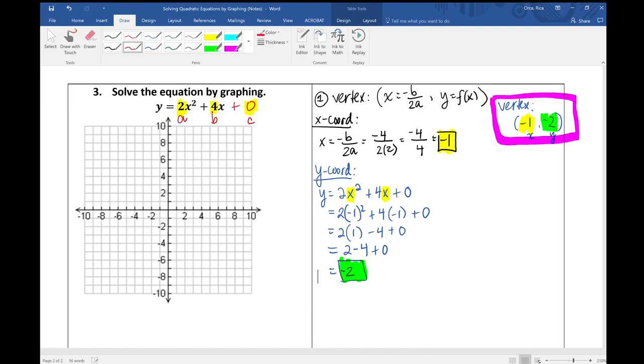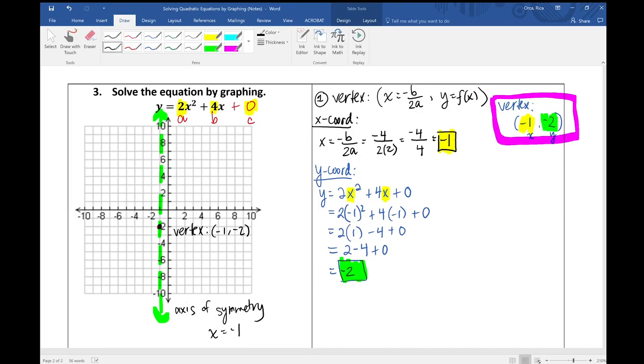Let's plot that: negative 1, comma, negative 2. Let's draw the axis of symmetry and label everything. The vertex is at negative 1, comma, negative 2. Our axis of symmetry is at x equals negative 1.